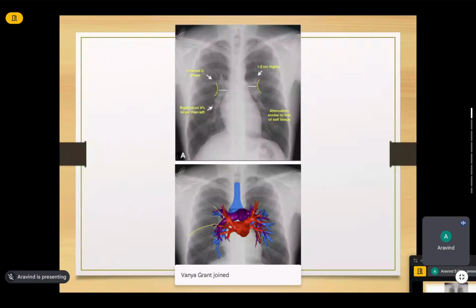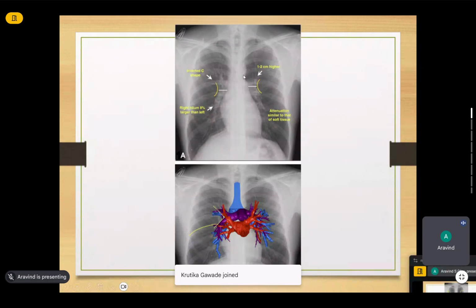Another thing is the hilum has an attenuation similar to that of soft tissue. The density of the hilum looks like soft tissue density. So the hilum contains a bunch of vasculature, the pulmonary artery, the pulmonary vein, and also the airways. You can usually see that in X-ray. These are the vascular markings. You can see an inverted C shape.